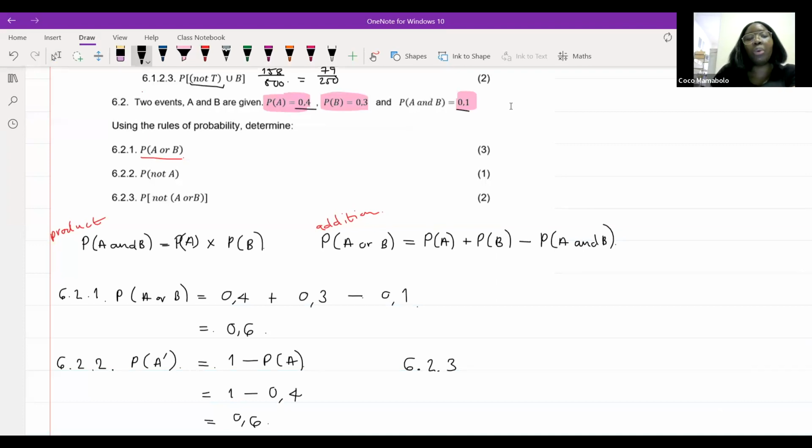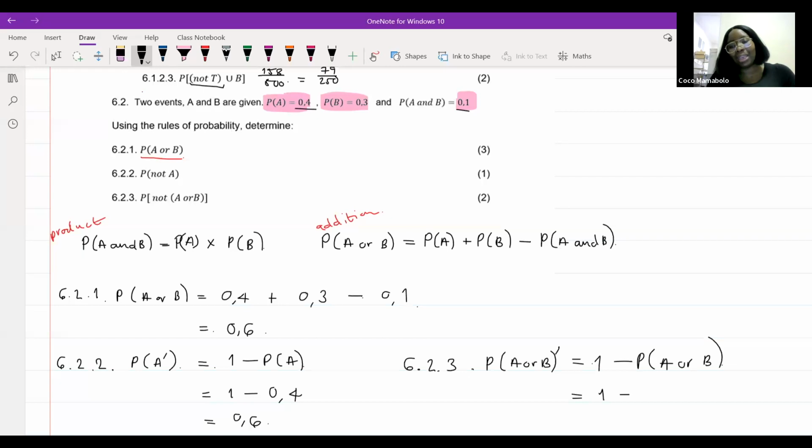6.2.3. It says here, we want the probability of not A or B. The probability of A or B, not. What is that going to equal? That's going to give us 1 minus the probability of A or B. But we've already calculated the probability of A or B. What was the answer? 0.6. So the probability of not A or B is going to be 1 minus 0,6, which is equal to 0,4. All right, thumbs up.